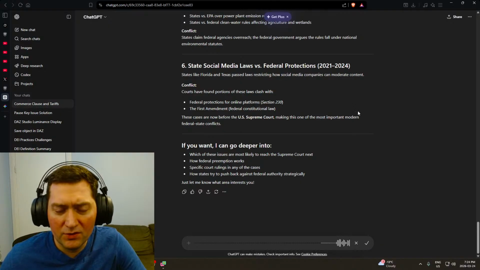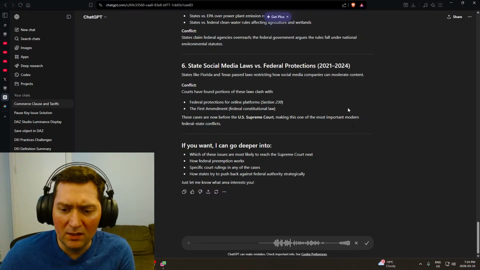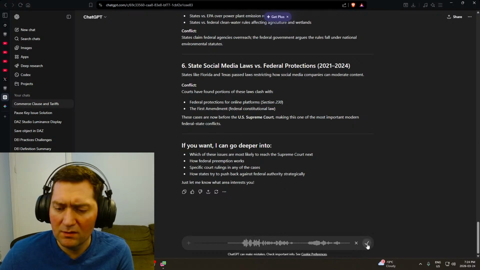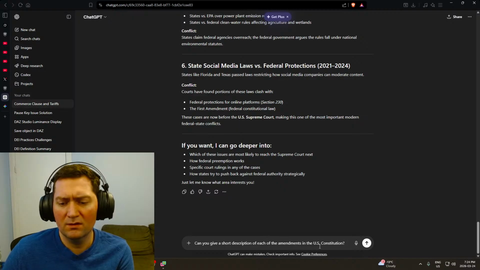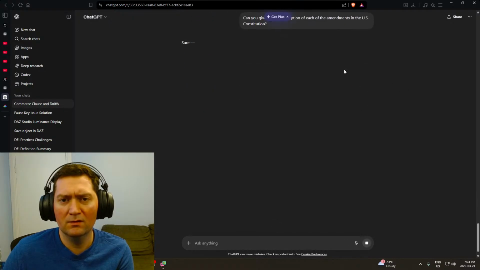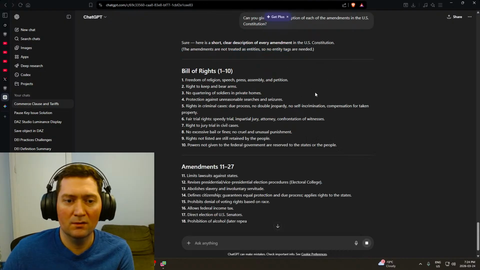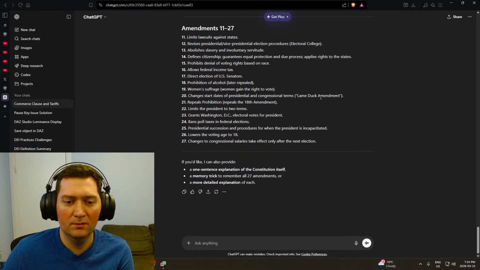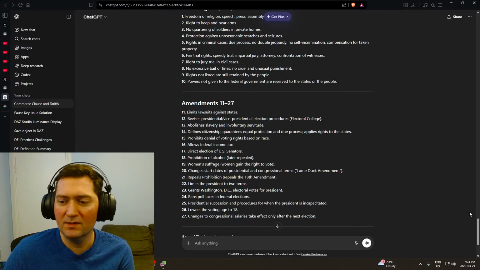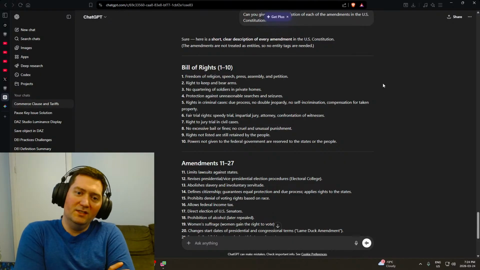Can you give a short description of each of the amendments in the U.S. Constitution? That's where they're from, right? Okay, this isn't too much. Here we go. Bill of Rights, 1 to 10.